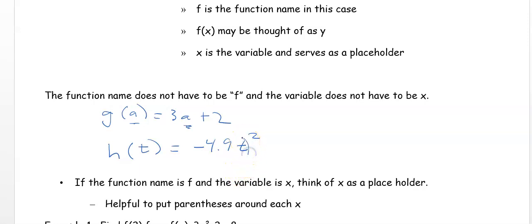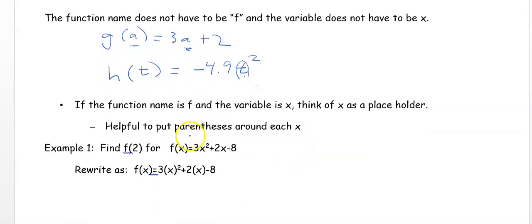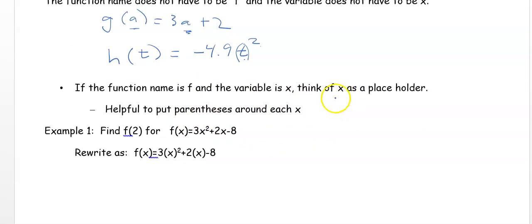Now in this one, when you put parentheses around the variable, you don't include the squared because you can replace the t with a number and then you're going to square it. So if the function name is f and the variable is x, then x is the placeholder. When the function name is h and the variable is t, then t is the placeholder. If I want to know the height at some time, typically in physics this is what you're doing. You drop the ball from a building or something. If you want to know the height of the ball at that time, then it will have dropped this much, negative 4.9 t squared.